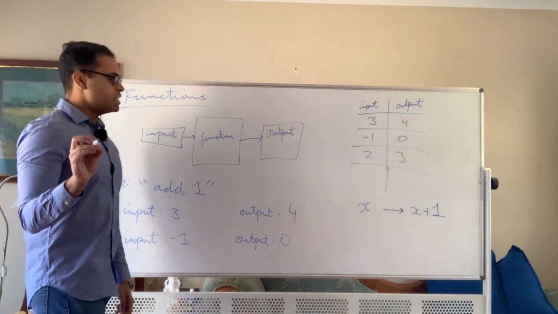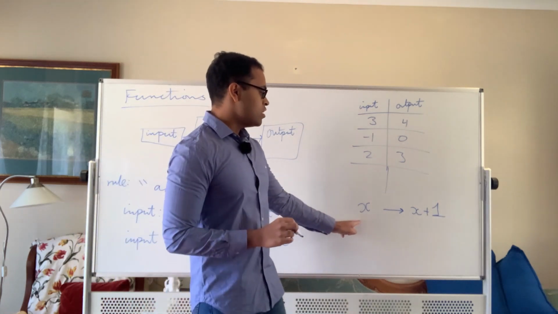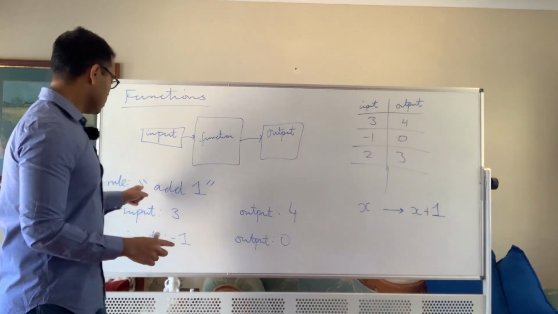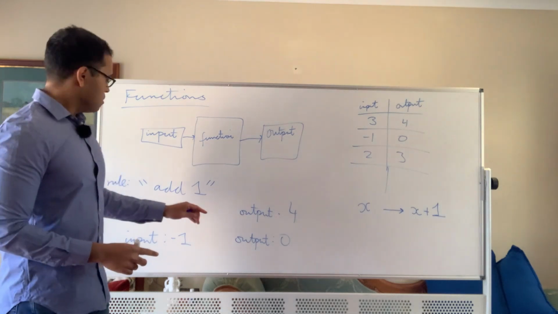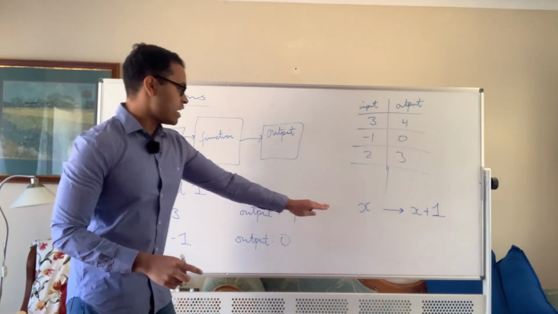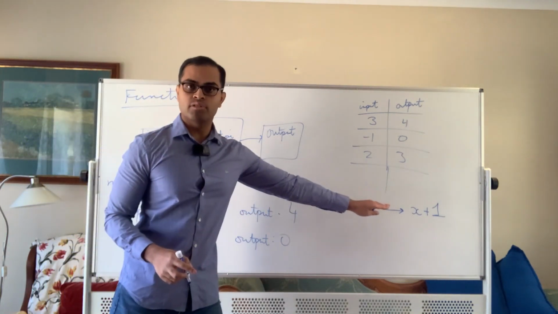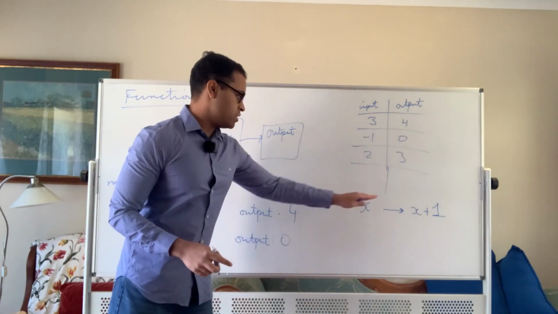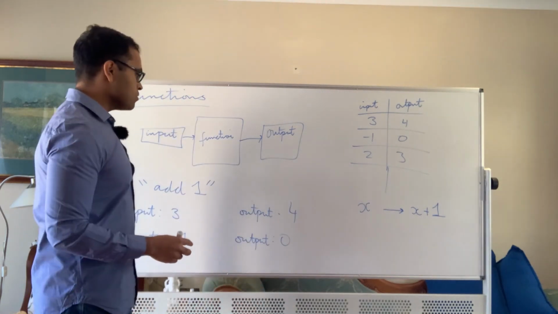Now what that means is, whatever x is, you're going to add 1 to x. And that summarizes the rule add 1. Okay? That summarizes that rule. So whatever x was, if x was 3, we're going to get 3 plus 1, which is 4. If x is -1, we're going to get -1 plus 1, which is going to be 0. Right? So that's the rule.